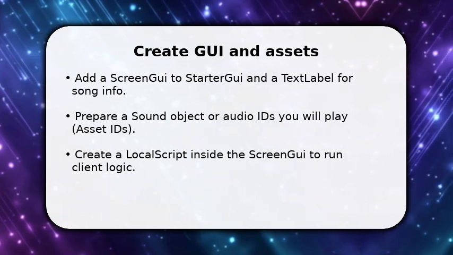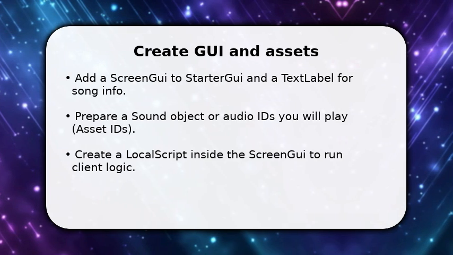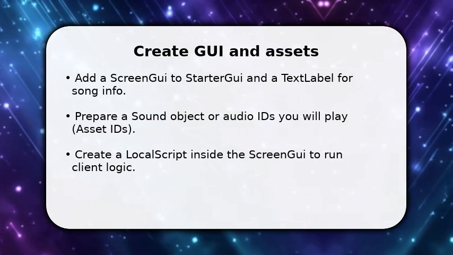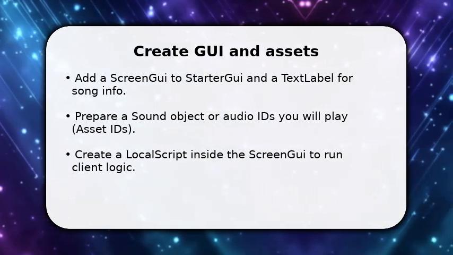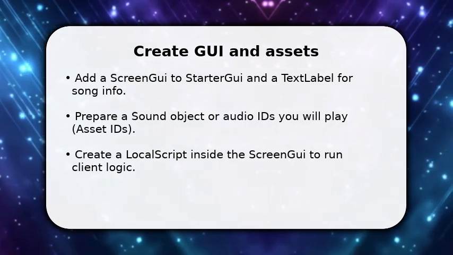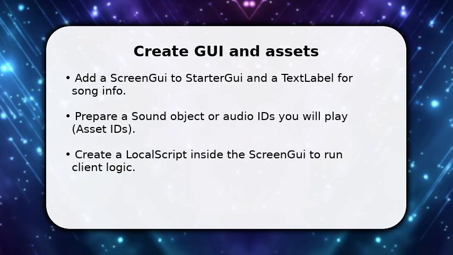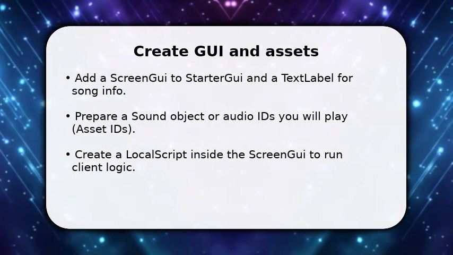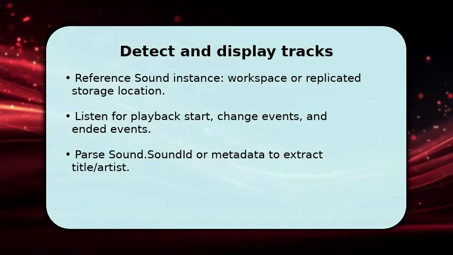Import the sound asset ID you want to play or reference an existing sound instance. You need that ID to detect what's playing. Once done, wire the local script to locate the text label and the sound instance right away so update code can run. Now implement the logic that watches the sound and writes to the label.